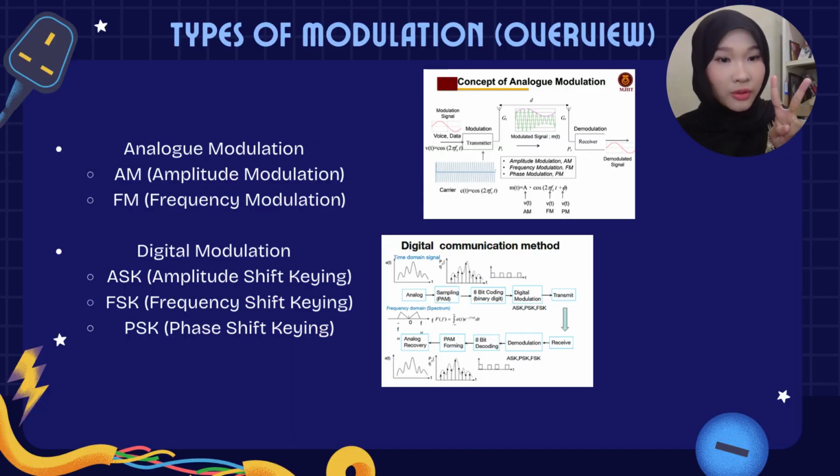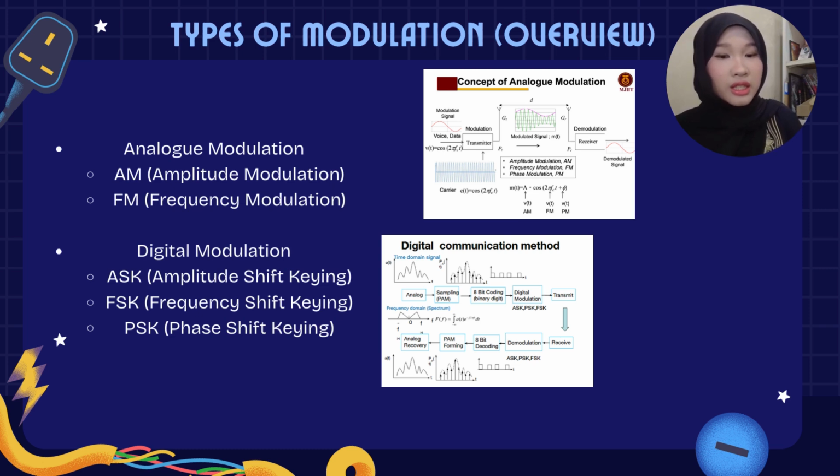There are two types of modulation. First is analog modulation. Second is digital modulation. In analog modulation, there are two. First is amplitude modulation, also known as AM. Second is frequency modulation, also known as FM. In digital modulation, there are three techniques, including ASK, FSK, and PSK.